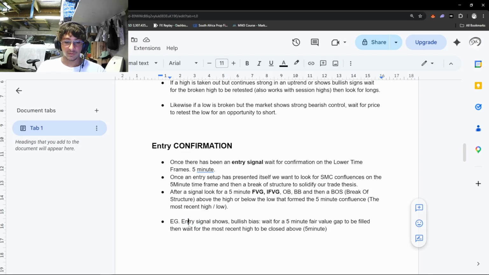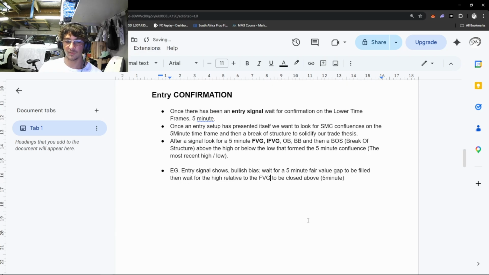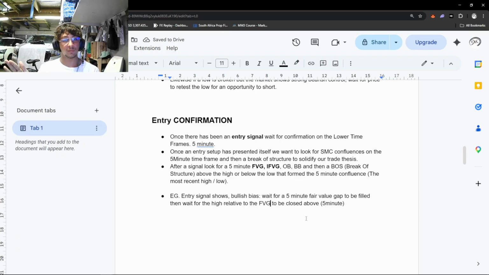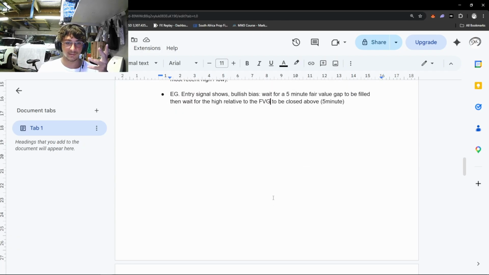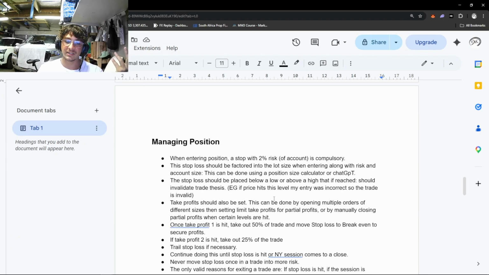Entry, for example: the entry signal shows we have a bullish bias, so we wait for a 5-minute fair value gap to be filled and then wait for the most recent high, actually not, we wait for the high relative to the FVG to be closed above. Okay, now we're confirmed, and what's next? We can enter. Now we're managing the position.